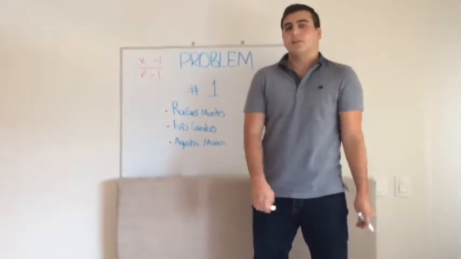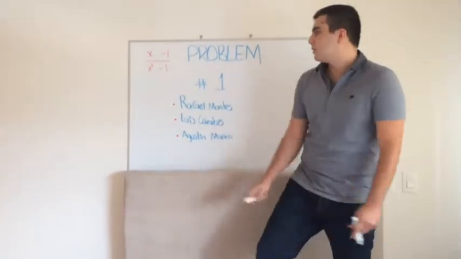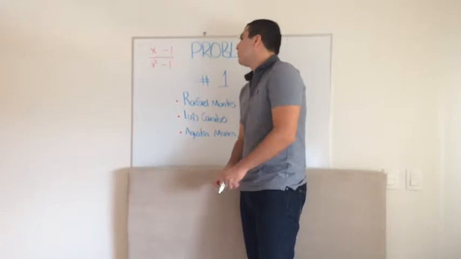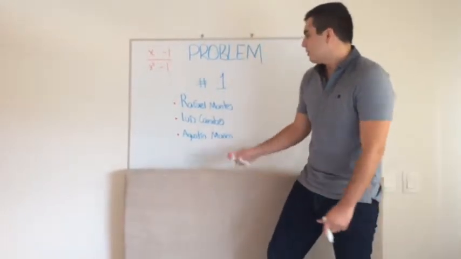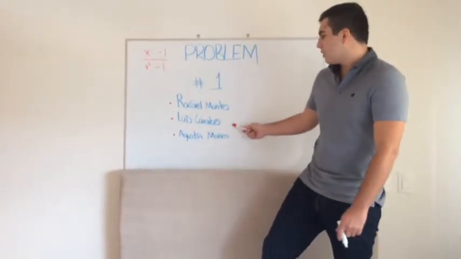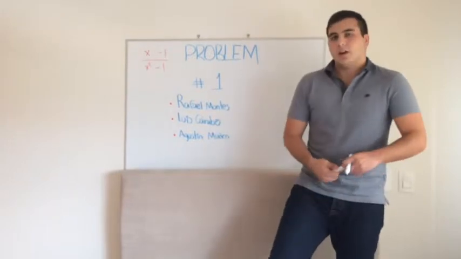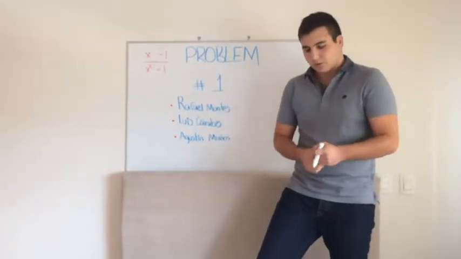We're team A. Our problem is number 1. This is the problem, x minus 1 over x squared minus 1. And the team members are Rafael Montes, Luis Carlos Calaves, Agustin Muñoz, and our professor is Carlos Domenzay.